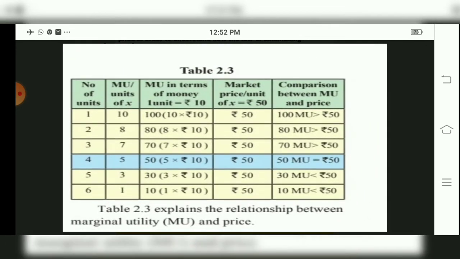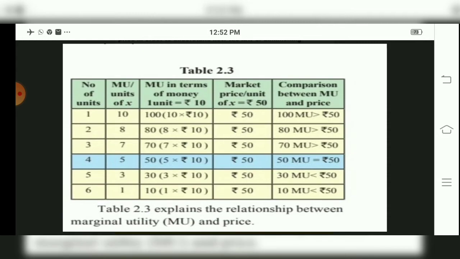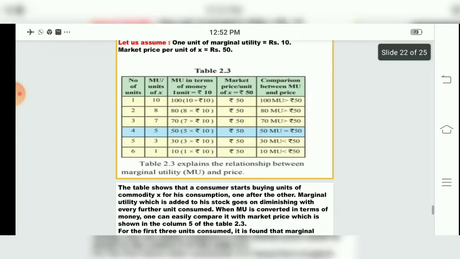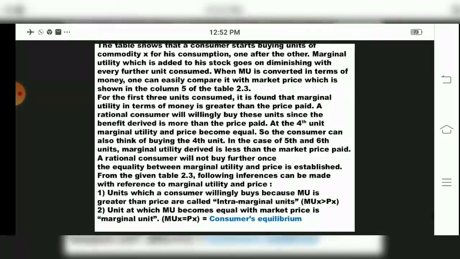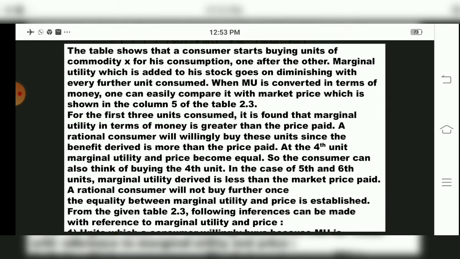So this only we have to study according to this table, that relationship between price and marginal utility. They have given an example to make it practically understood, that 1 unit of marginal utility is equal to rupees 10 and market price for per unit of X, children, is rupees 50. I'll read and show you again that this table shows that a consumer starts buying commodity X for his consumption one after the other, till 6 units.